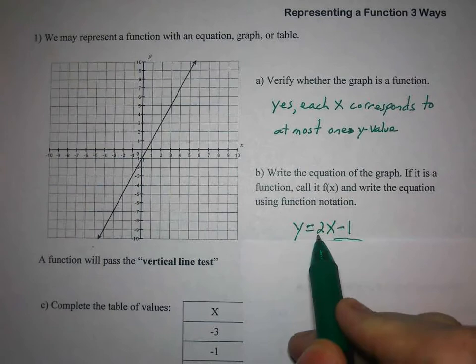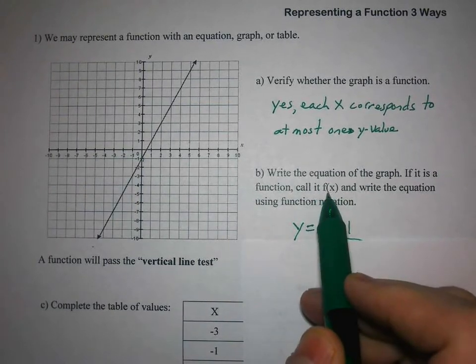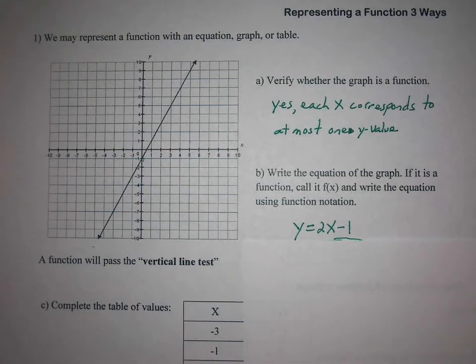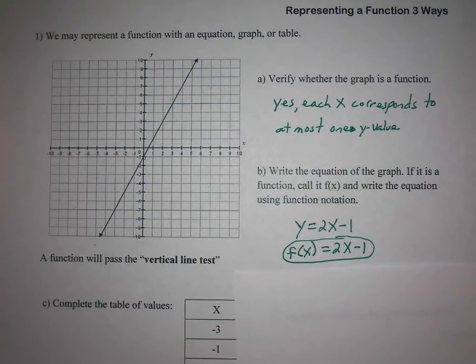Okay, so the slope and the y-intercept at -1. Using f of x notation, instead of y equals, we have f of x equals. So there's your equation.